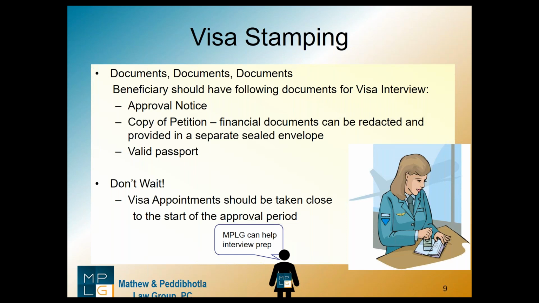Please take a look at it. If you have any specific questions, please reach out after the webinar. But it is really important that your H-1B employees have the right documents when they go for the appointment. They should have their I-797 approval notice in hand. They should have a copy of the petition in hand. And that includes all of their forms and your corporate documents.